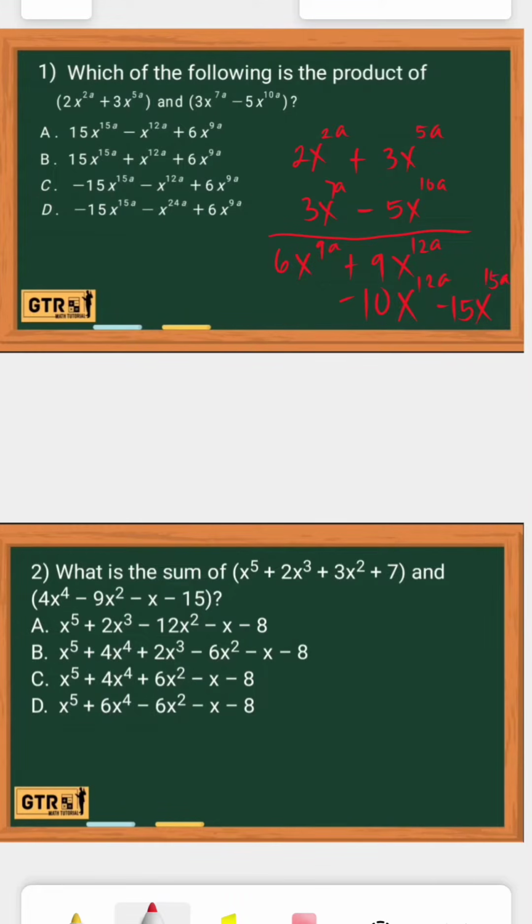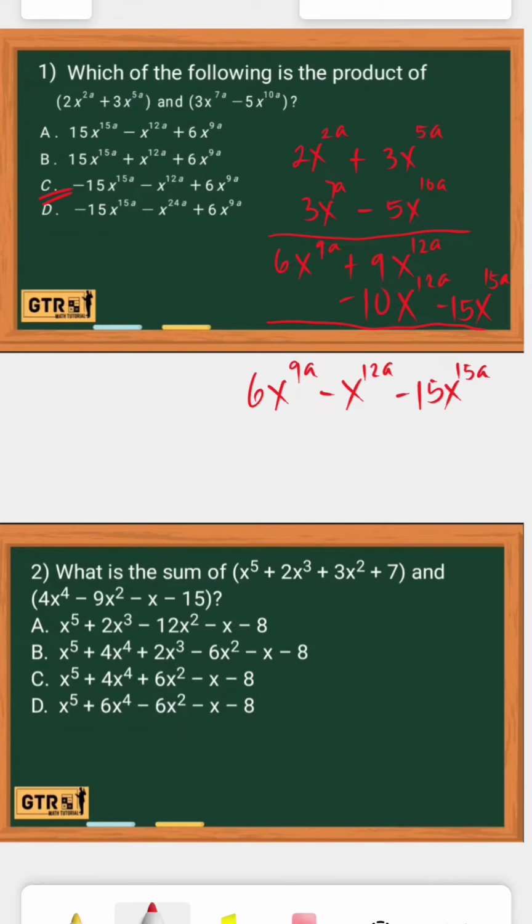Then combine the middle terms. Ayan, so positive 9 minus 10, since we have same exponent of 12a, so we can add the numerical coefficient. So therefore we have 6x raised to 9a, and then positive 9 minus 10, that will give us negative 1, or simply negative x raised to 12a, minus 15x raised to 15a. So therefore the answer is letter C. Iba lang yung ayos, so i-arrange lang natin. So 6x to the 9a, negative 15x raised to 15a, and then negative x raised to 12a.